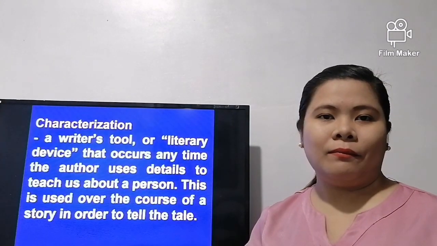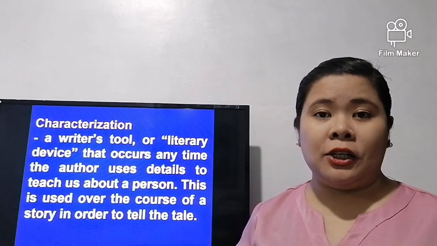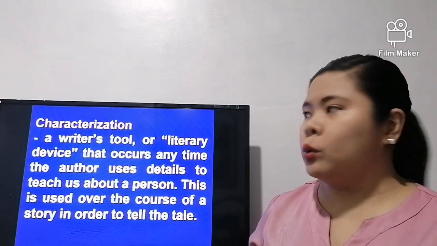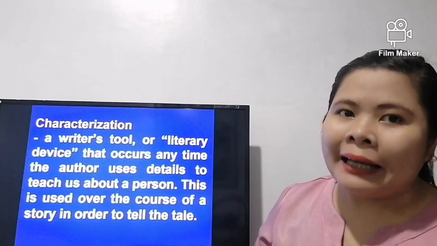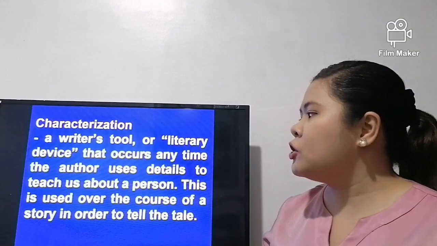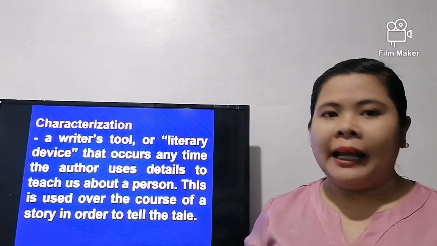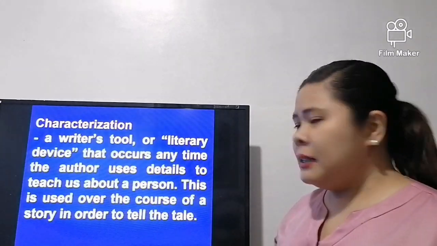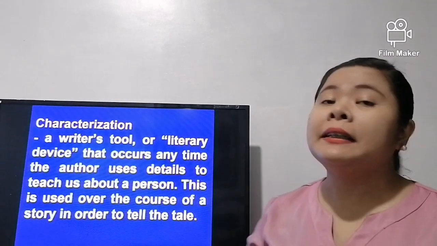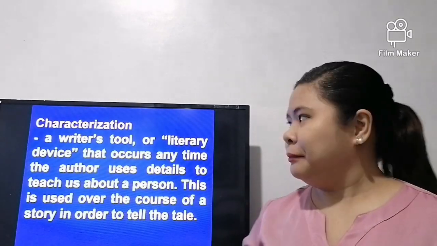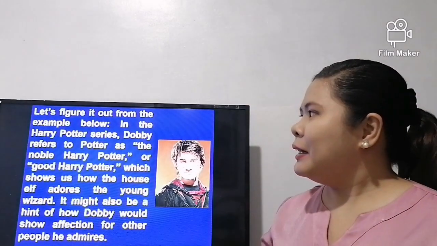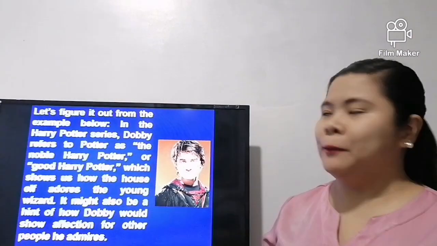Characters. We also have the characterization. What does it mean? This is a writer's tool or literary device that occurs anytime the author uses details to teach us about a person. I will give you an instance. This is used over the course of a story in order to tell the tale. So I'll show you one. You know this, right? Let's figure it out from the example below.